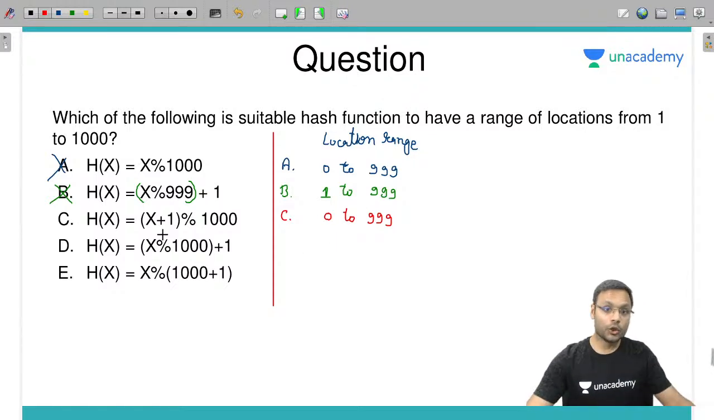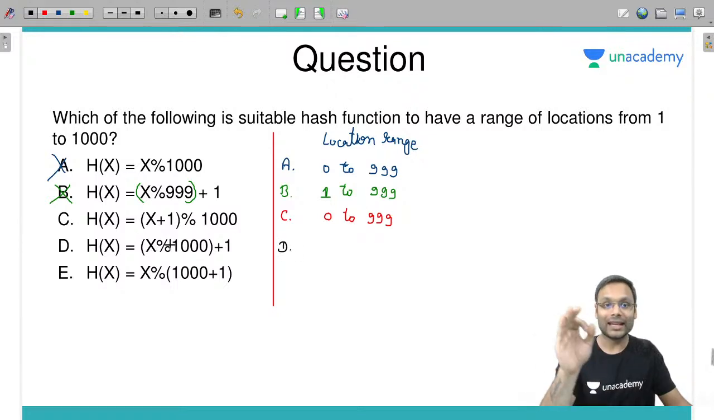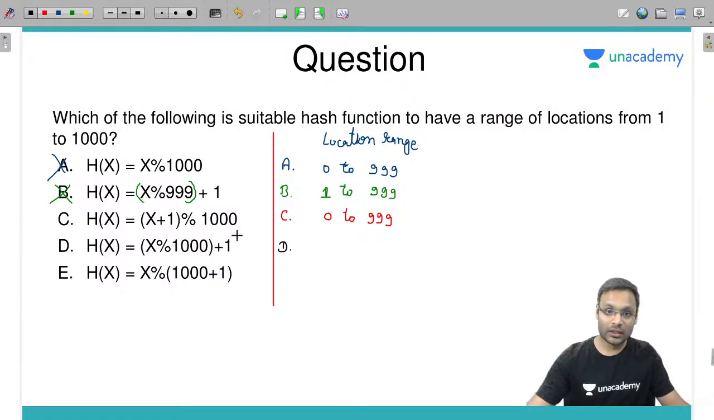Next one, you are doing x mod 1000, then plus 1. X mod 1000 gives you 0 to 999, then plus 1. So 0 plus 1, minimum value 1, and 999 plus 1 is 1000. Yes, D seems correct, but we will check E also. So this is gone, D is correct.